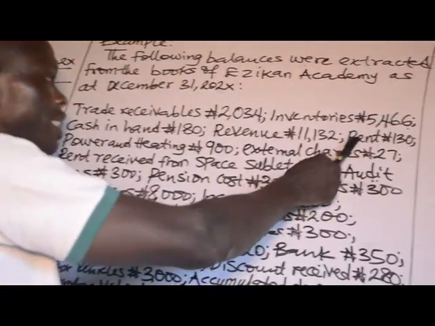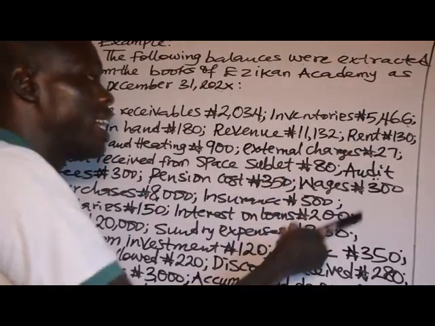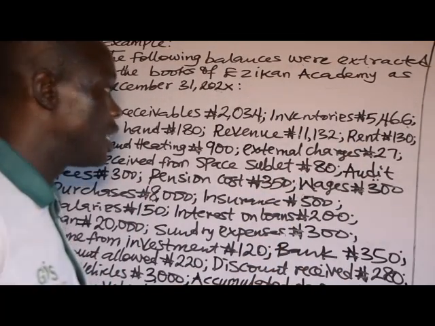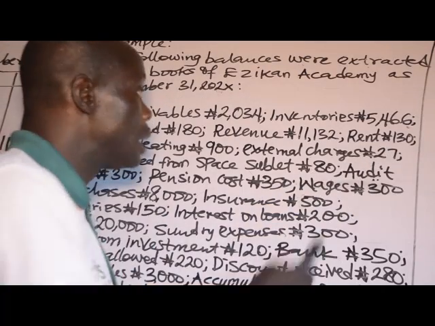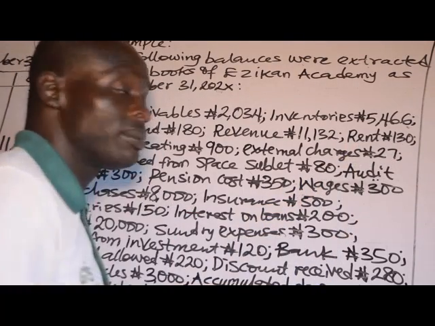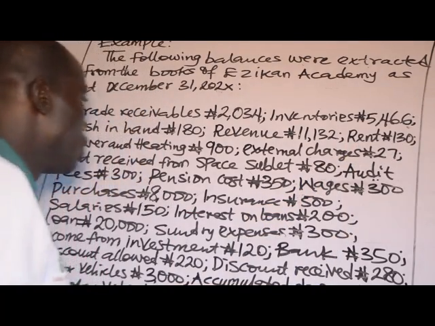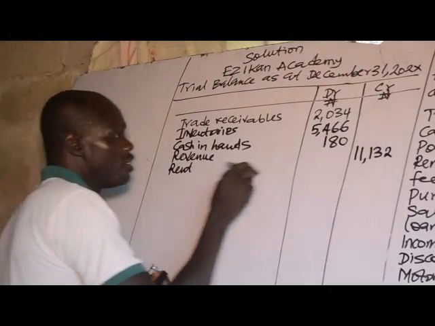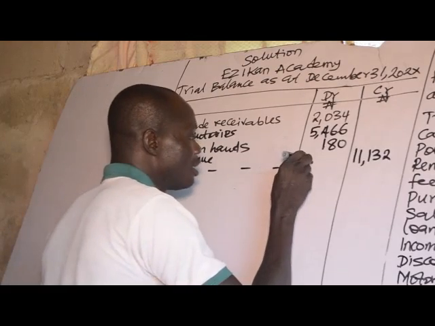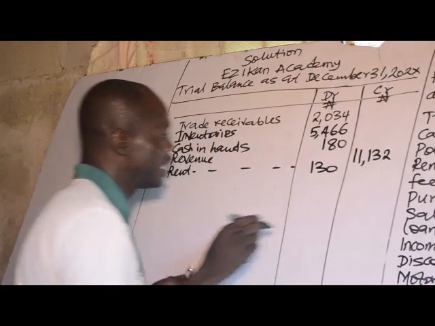We have rent. Rent paid is an expense, while rent received is an income. Therefore, when you are given rent, that means rent paid of 130. Therefore, it should be debited since it is an expense. We have rent of 130.